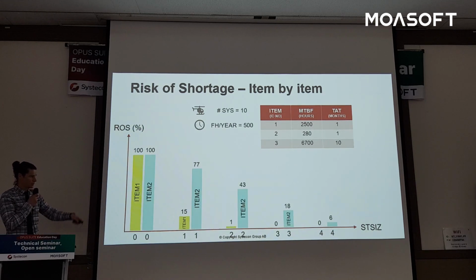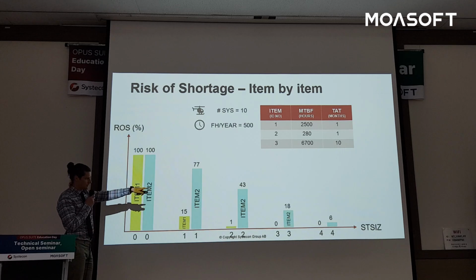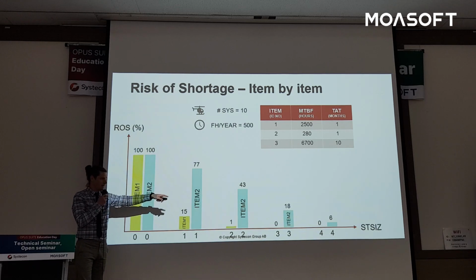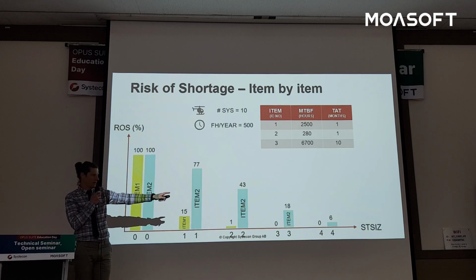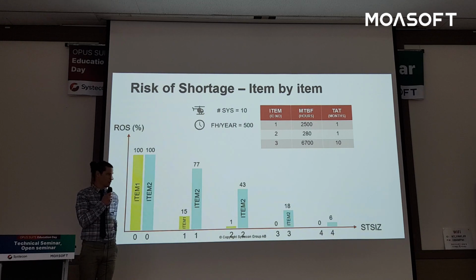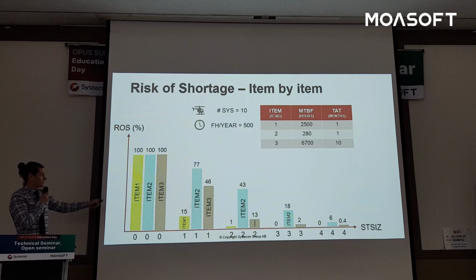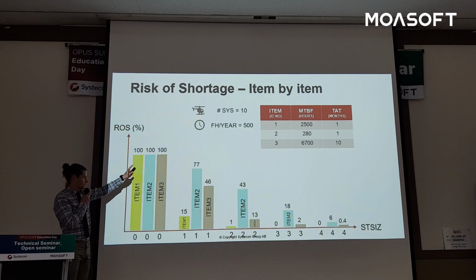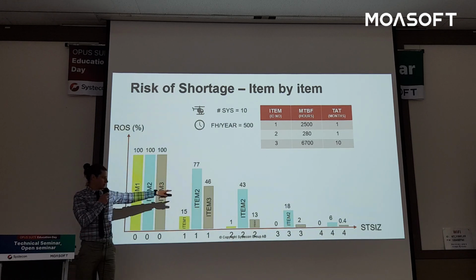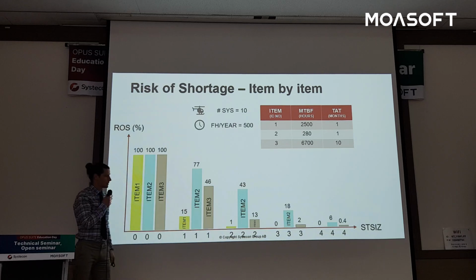And then if we continue, buy 2, the risk is 43%, 3, 18%, and I need even 4 items of this one in the stock to come down to 6%. And then we can do the same thing for item 3, of course, 100% risk of shortage if there are no items, 46% if you buy 1, etc.